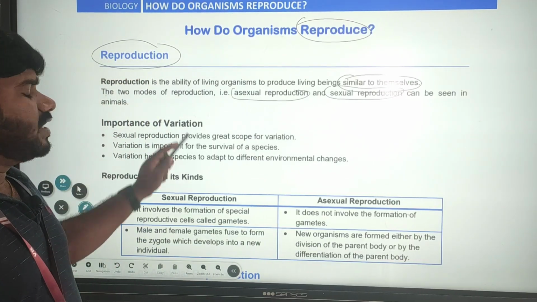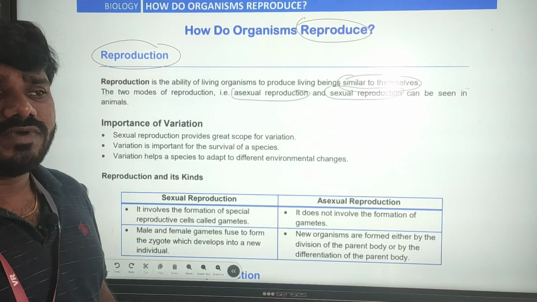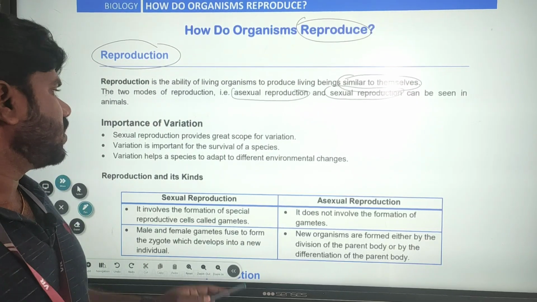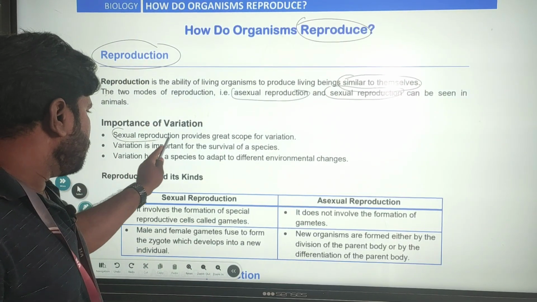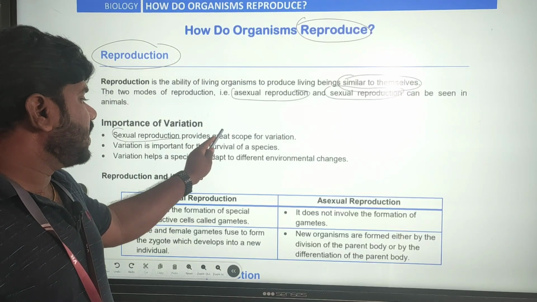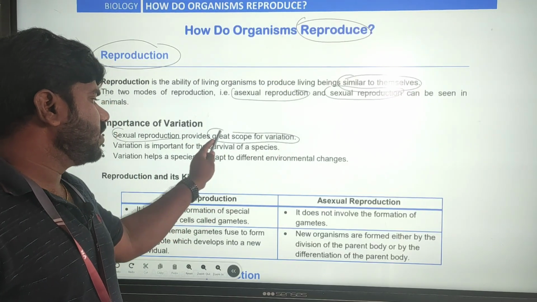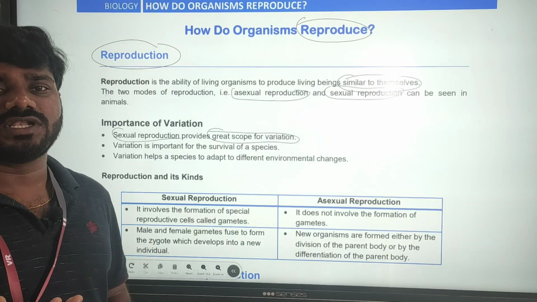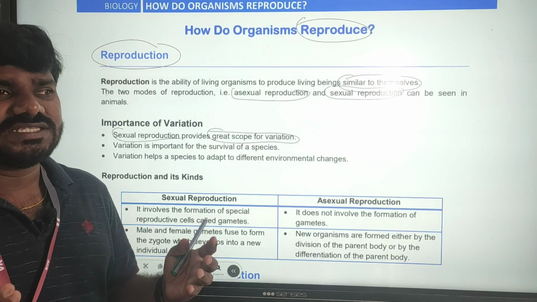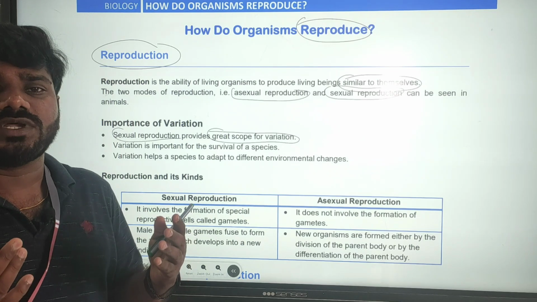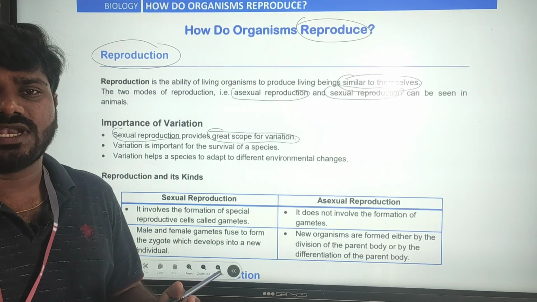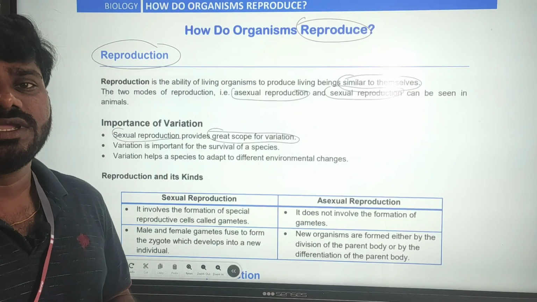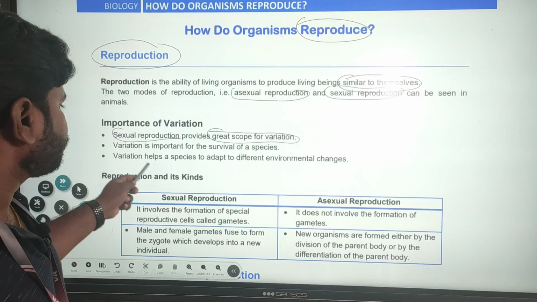Importance of variation in reproduction. What is the importance of variation? Sexual reproduction provides a great scope for variation. That means we can see different types of morphologically and physiologically advantageous species, and that is due to sexual reproduction.